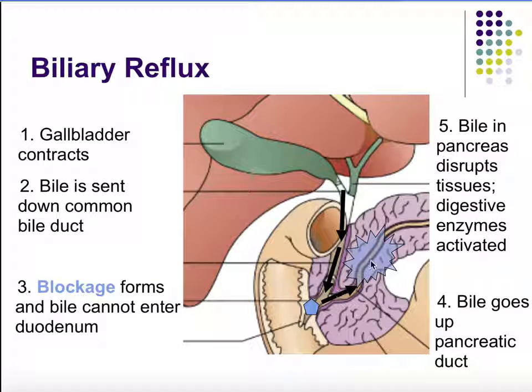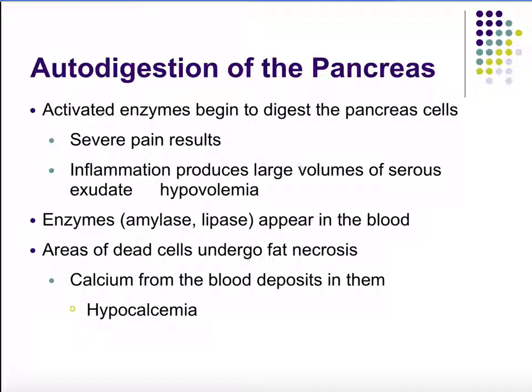When bile goes into the pancreas, it can start to activate those digestive enzymes. Remember, those digestive enzymes are made in an inactive form, and are only activated once they go into the small intestine. But now the bile has activated them. So what does that do? It's going to cause those digestive juices to auto-digest the pancreas. So you're basically going to start to eat up your own pancreas. Obviously that's going to lead to severe pain.